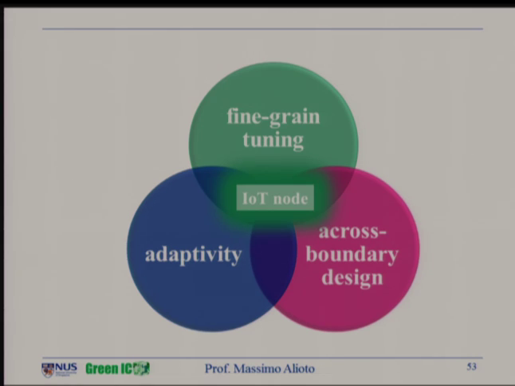One is fine-grained tuning, which means trying to tune with very little overhead. Second, cross-boundary design, which means thinking outside the box. And third, it's about adaptivity, which means context awareness.